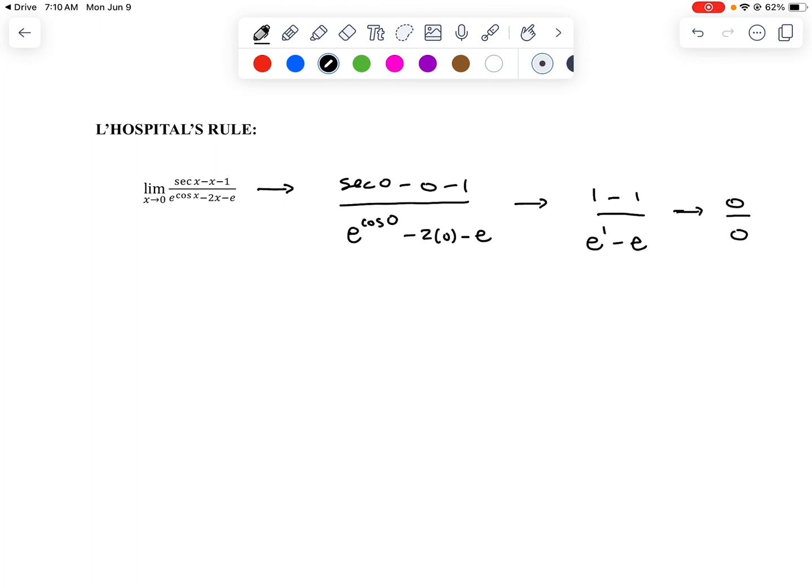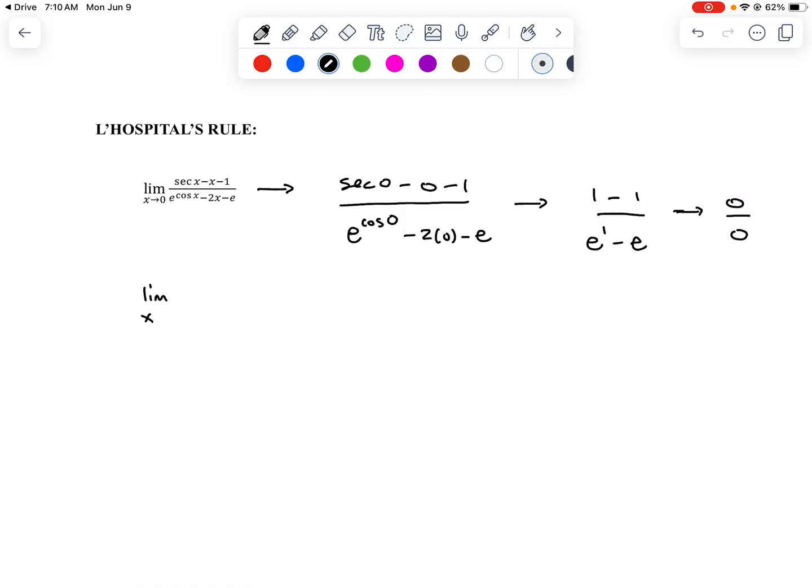So L'Hopital's rule is a technique we can use if we get an indeterminate form, such as 0 divided by 0 or positive or negative infinity divided by infinity. So in this case we do have a perfect candidate for L'Hopital's rule.